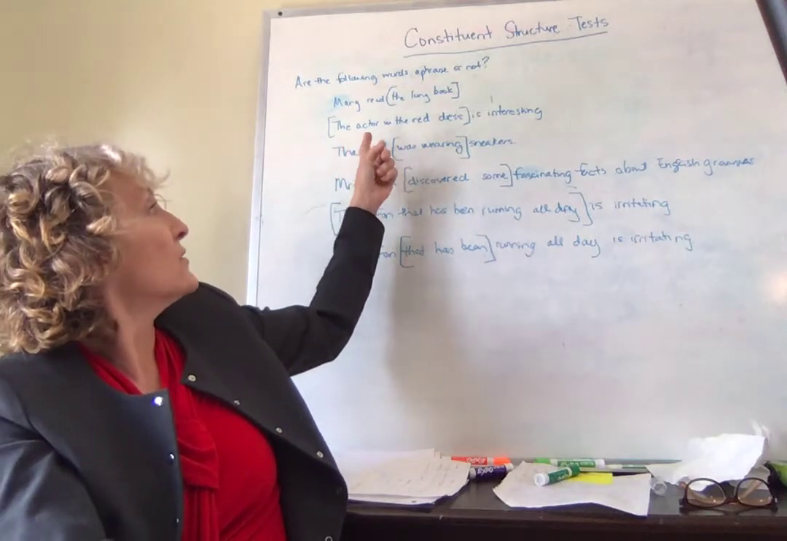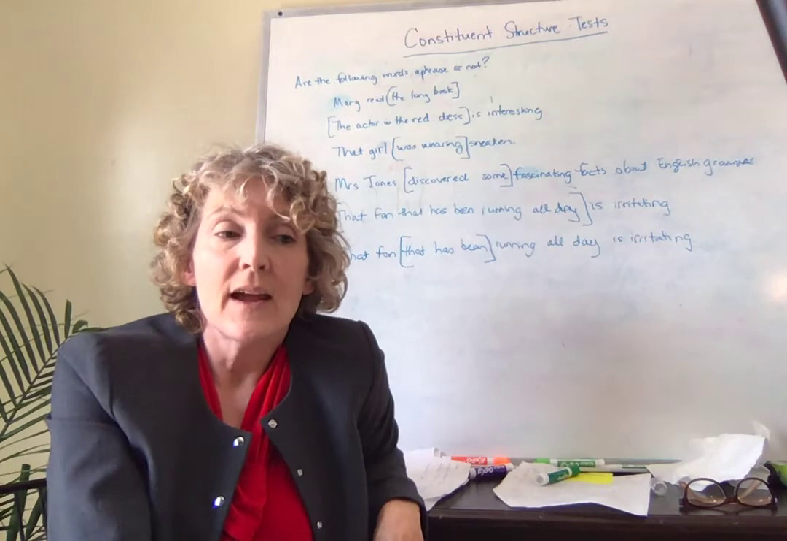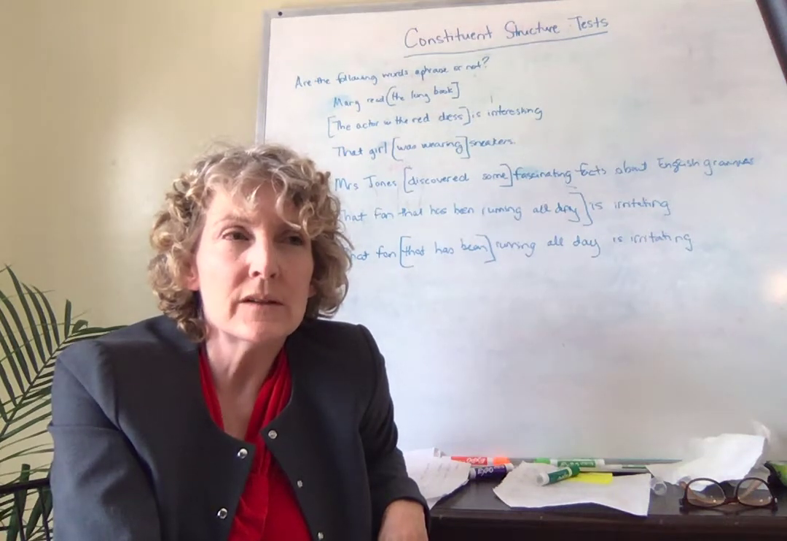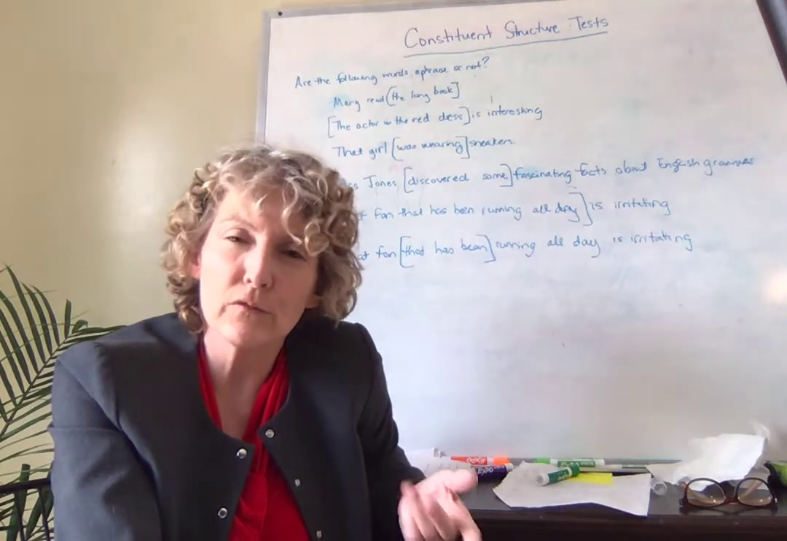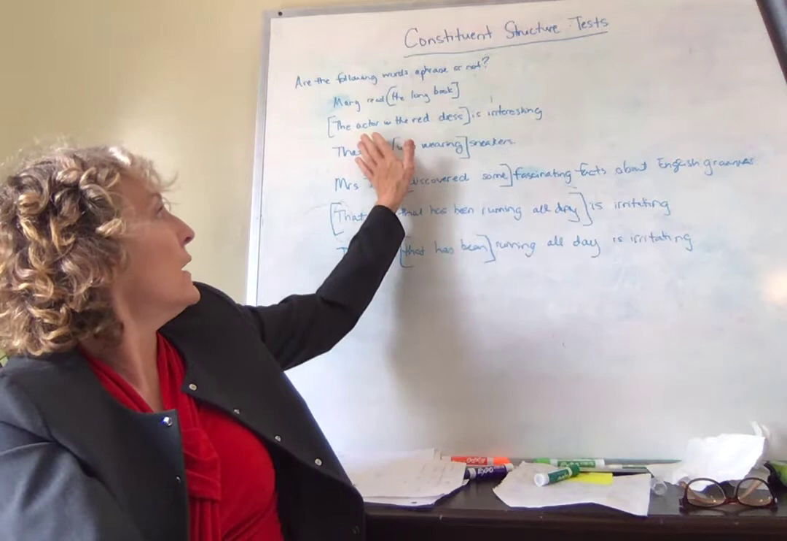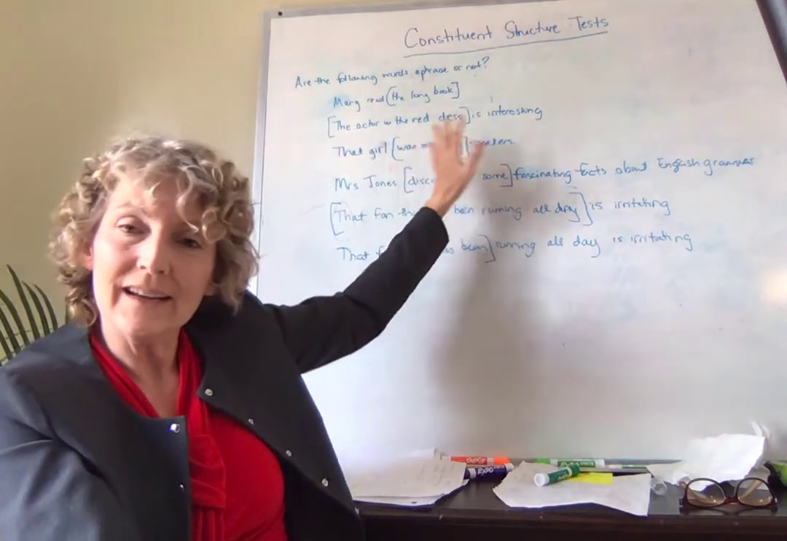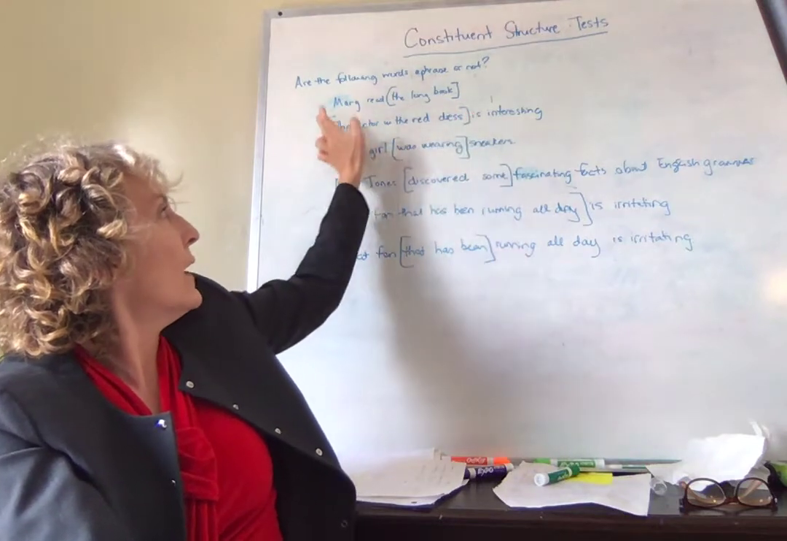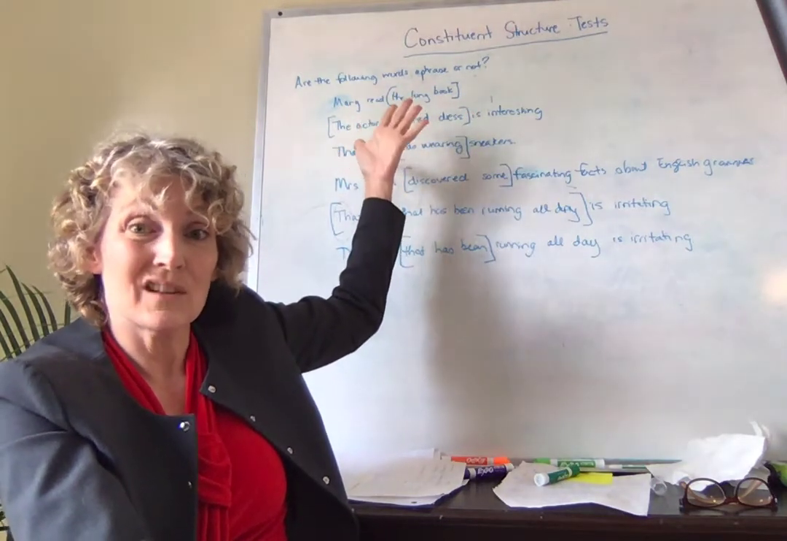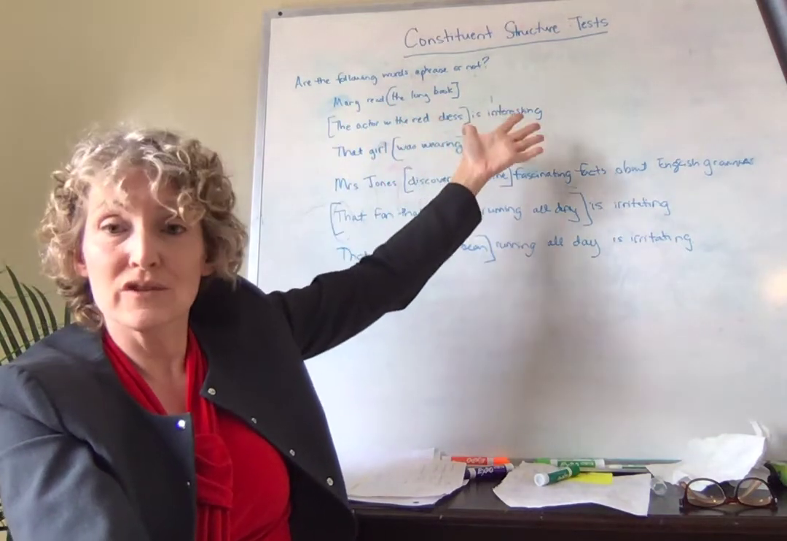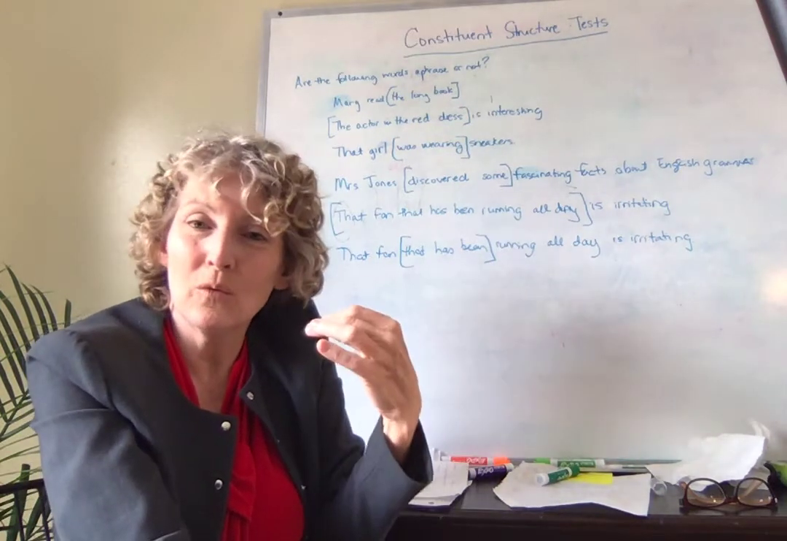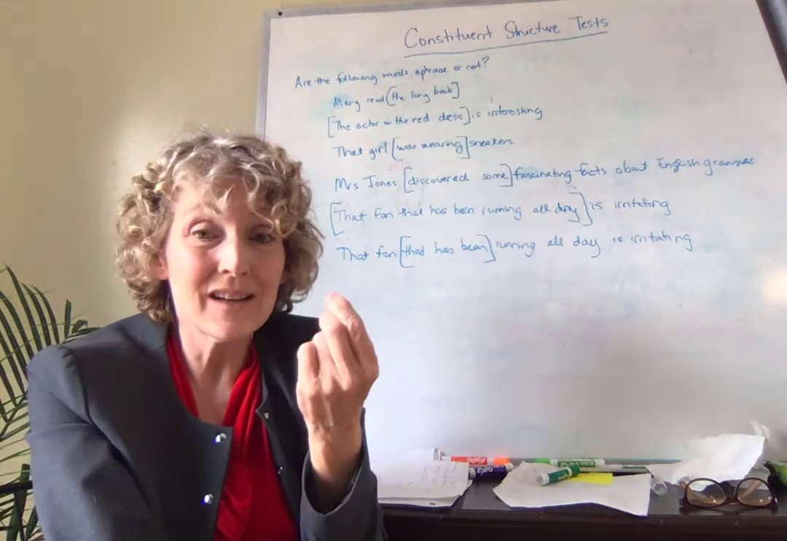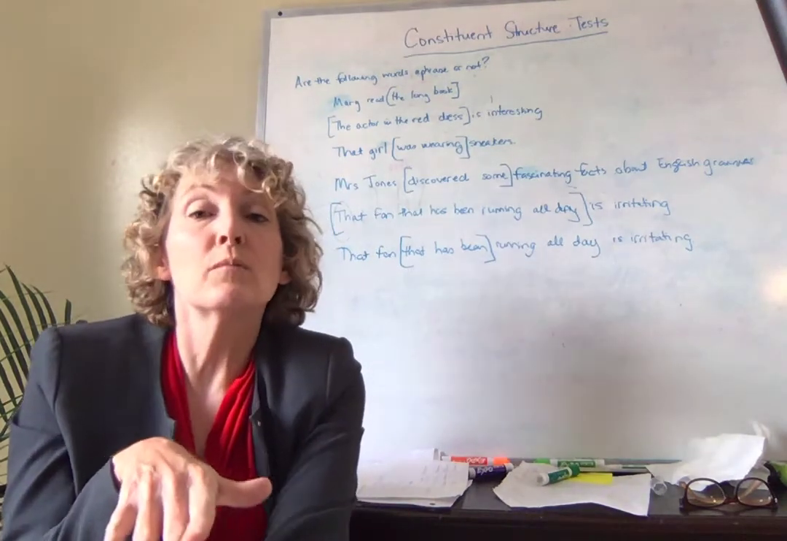Okay, so let's look at "the actor in the red dress is interesting." Now, we could apply movement to this. This is our first test, but movement says move something to the front of the sentence. And when you have the actor in the red dress, that's already at the front of the sentence. The actor in the red dress is interesting. If we move that, the actor in the red dress, to the front of the sentence, what would our sentence be? The actor in the red dress is interesting. In other words, the sentence wouldn't change. We wouldn't know that movement had applied. Therefore, whenever you have a situation like that, where you do a test and it doesn't give you an answer, you will always be able to apply the other tests.